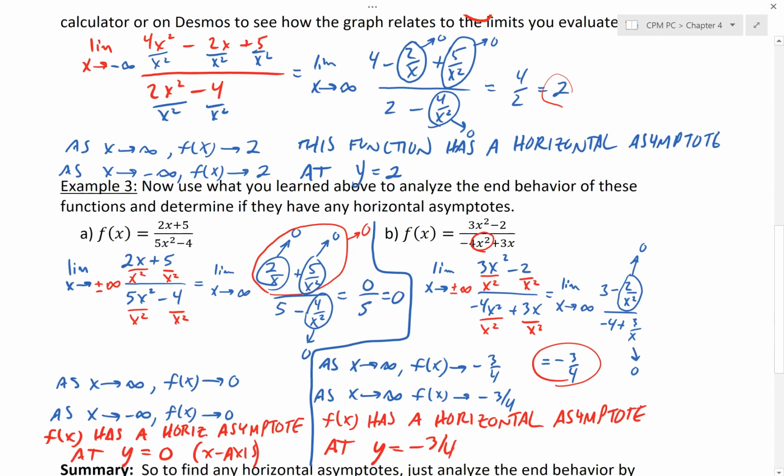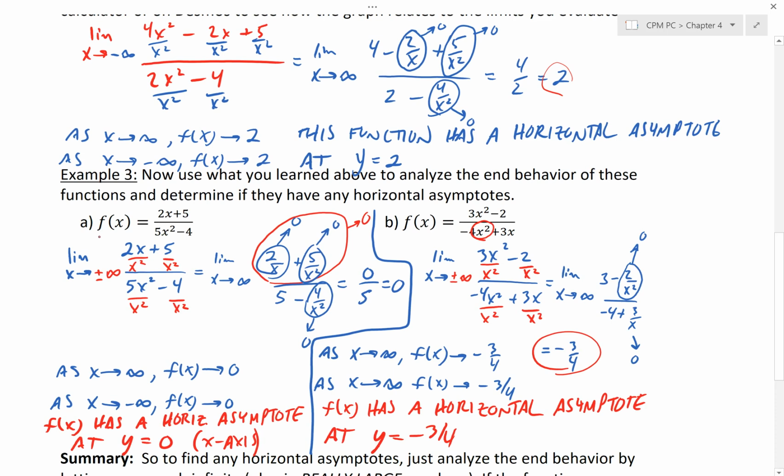Okay? And then in example 3a, this is the first one where we've seen that the degree of the bottom was greater. And what happened when the degree of the bottom was greater? 0. We still got a horizontal asymptote, but it was at 0. Okay? And then in example B, again, they're the same power, and so we could have just analyzed the first term in the top over the first term in the bottom, and that would have given us negative 3/4.